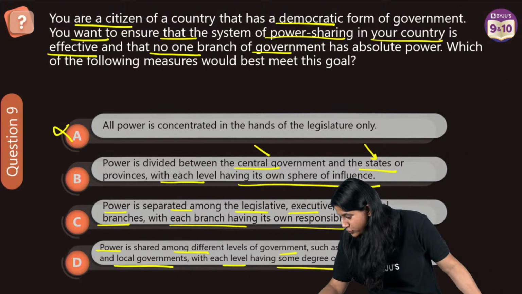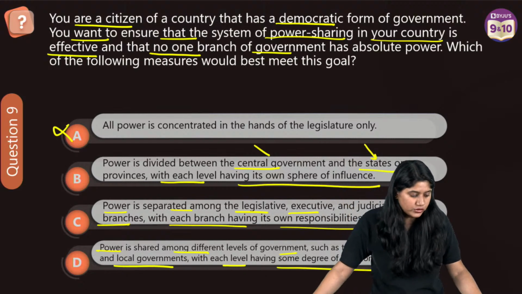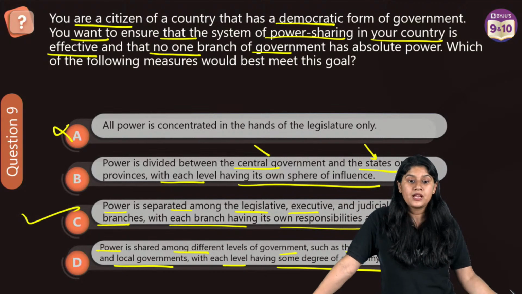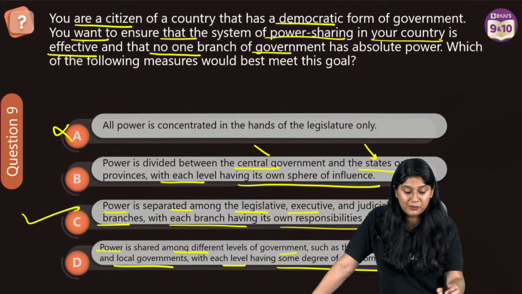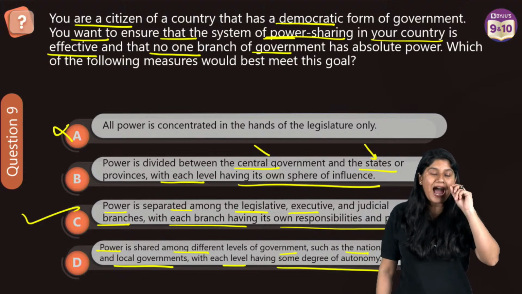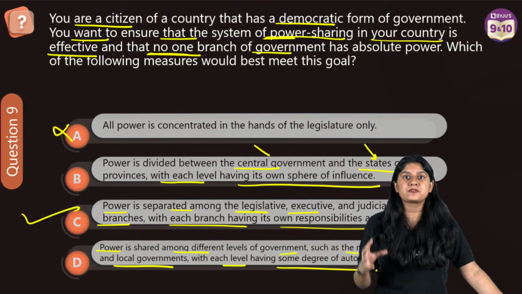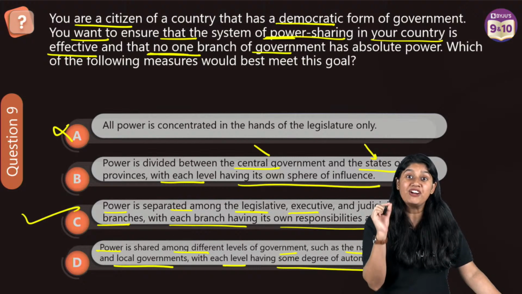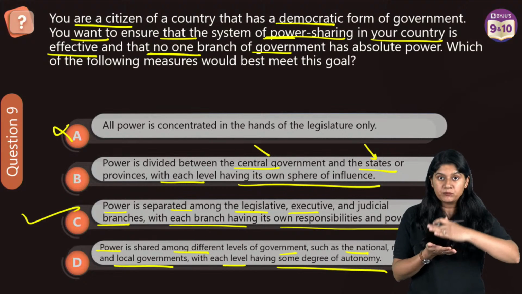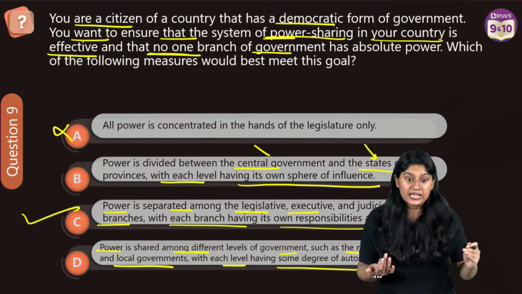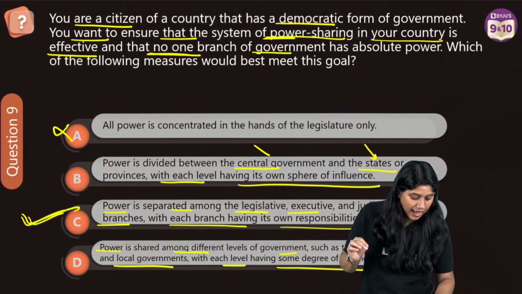I can see some confusion in the answers, but the majority of you have voted for the correct answer, that is option C. Now, why not option B and why not option D? See, the question is talking about power sharing in your country, and they are saying that one branch will not have absolute power. In federalism, power is distributed horizontally and vertically also. So option C is apt over here.